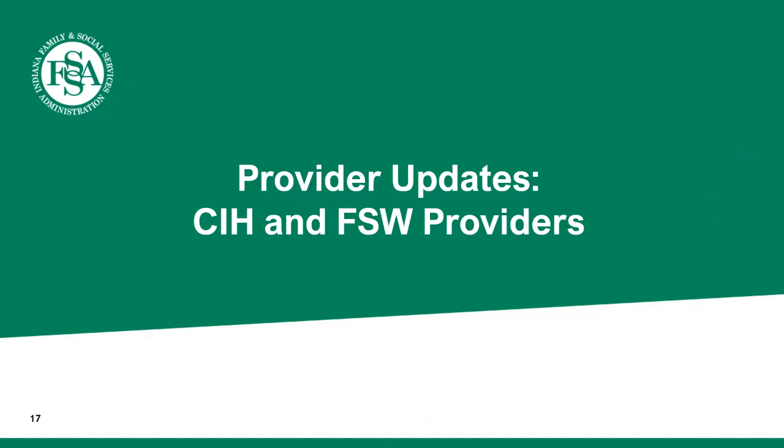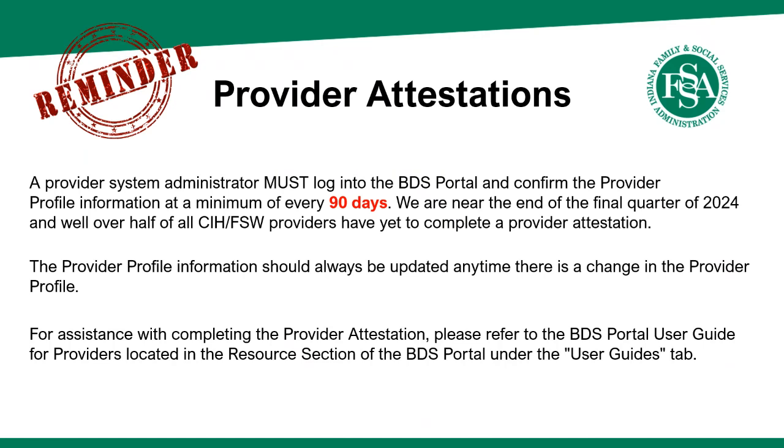Right. I see that we have next our provider updates for the CIH and FSW waivers. So going to start with something we've talked about before, and that is the provider attestation. A provider system administrator must log into the BDS portal and confirm the provider profile information at a minimum of every 90 days. We are near the end of the final quarter of 2024, and well over half of all CIH and FSW providers have yet to complete a provider attestation.